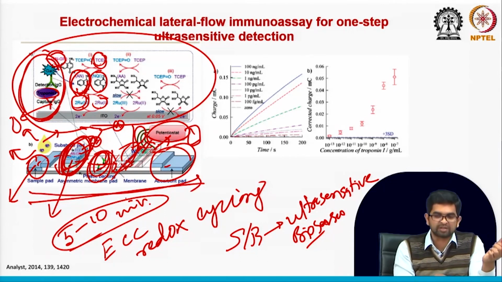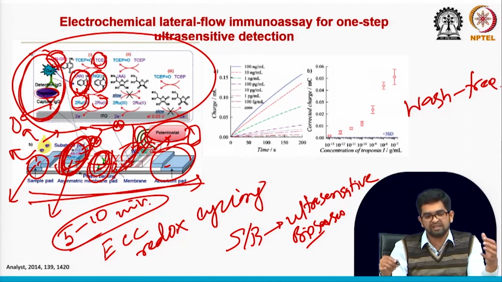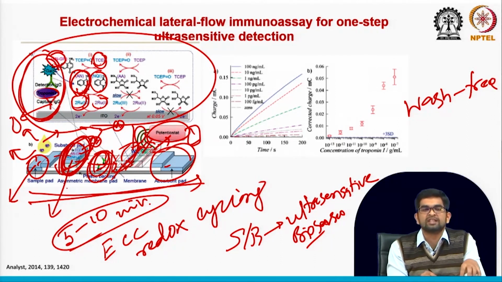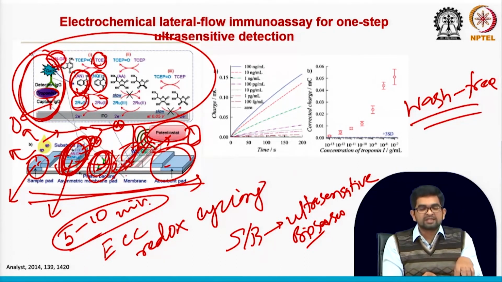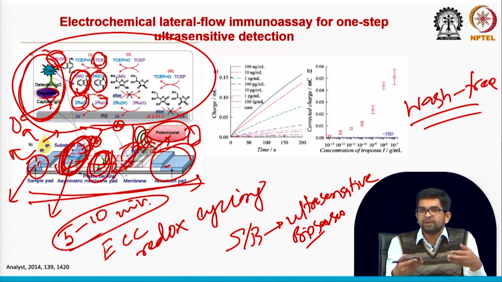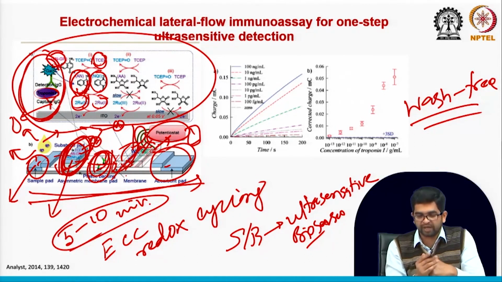This is a lateral flow based electrochemical sensor. That is why it is also wash free, because you do not need separate washing. Inside, it is automatically washing. So you do not need extra washing, which is why it is wash free. And this kind of electrochemical sensor is also very portable, very simple, and you can see the data on the spot. That is why it is very useful for point of care diagnosis.